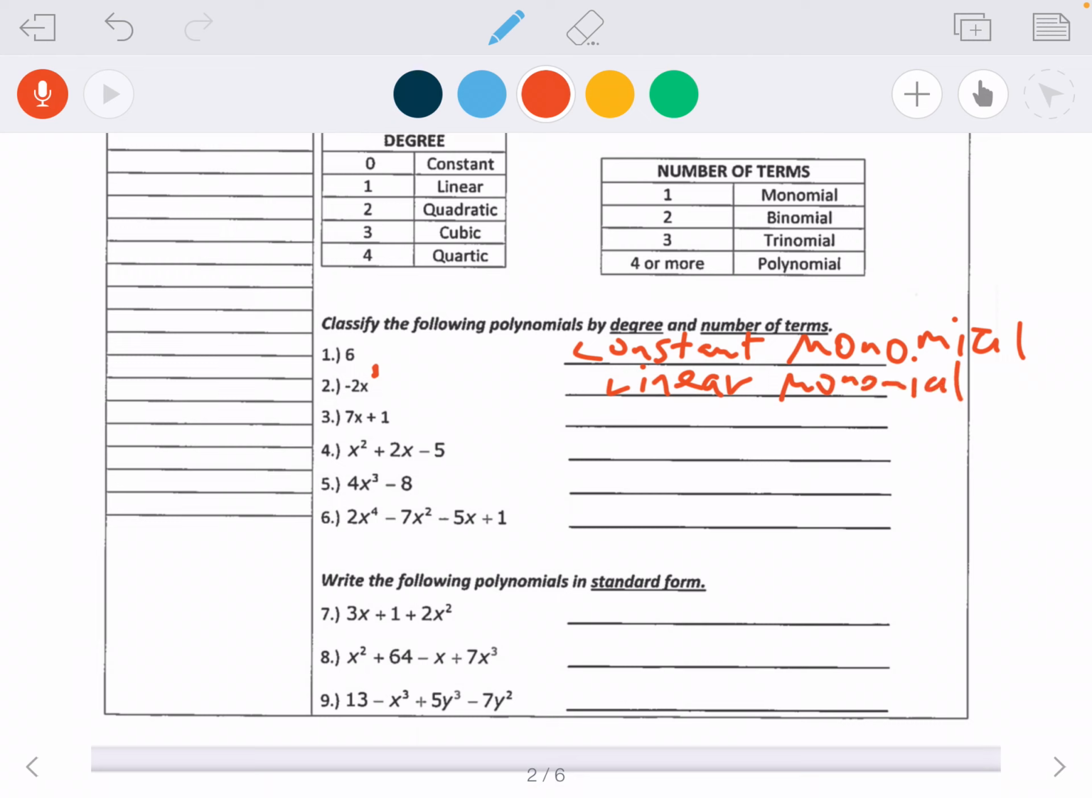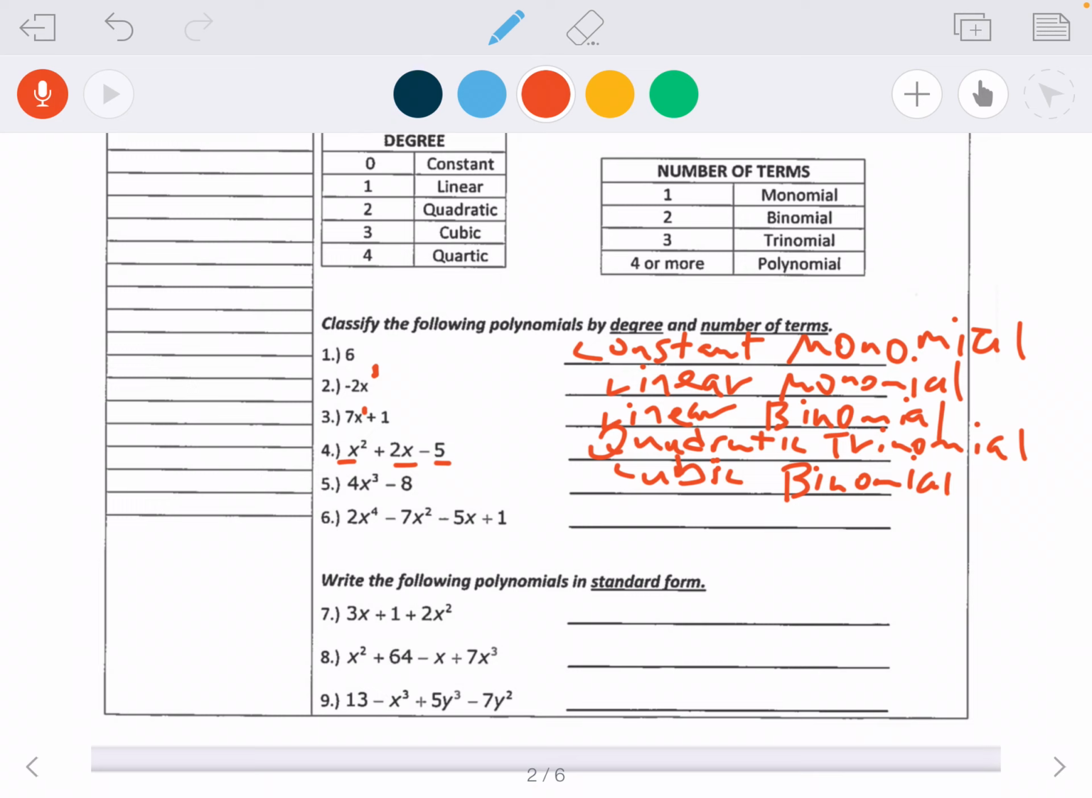Moving on to the third question, 7x plus 1. Again, we have a highest exponent value of 1, so we have a linear. This one, however, has 2 terms, so this is a linear binomial. Some of these prefixes might sound familiar to you. Bi, like a bicycle, means 2. Number 4 has 3 terms, 1, 2, 3, and it has a highest exponent value of 2. So this is a quadratic trinomial, tri like a tricycle, 3. Number 5, we have an exponent value of 3, so that is a cubic, and there are 2 terms. This is a cubic binomial.